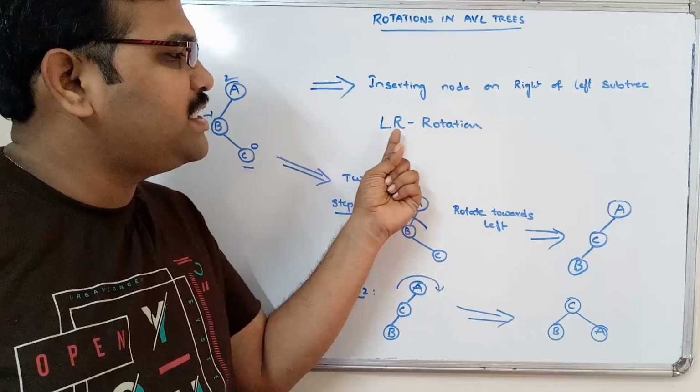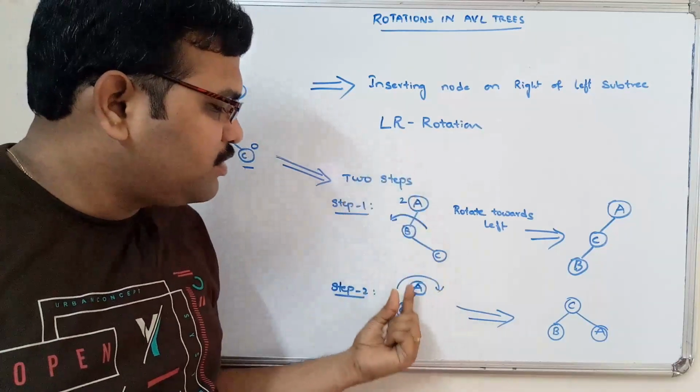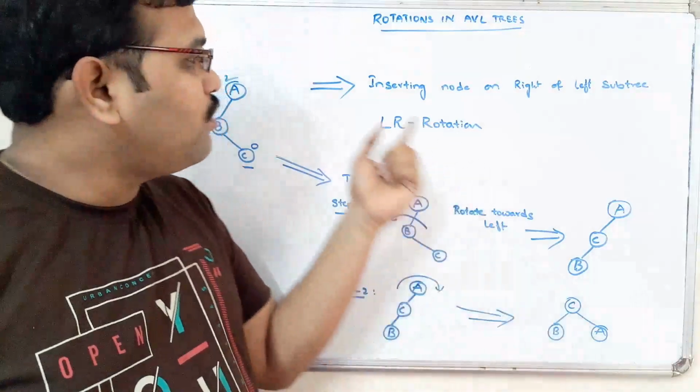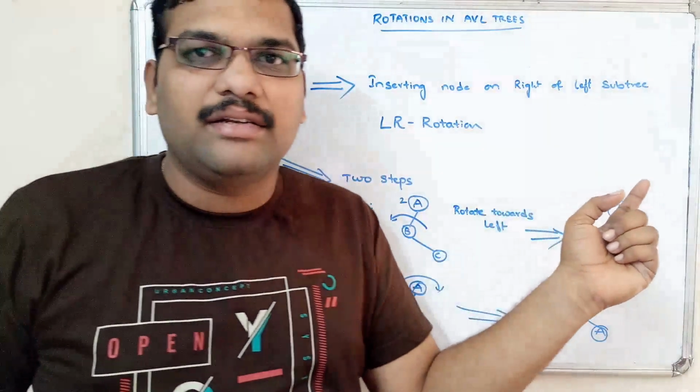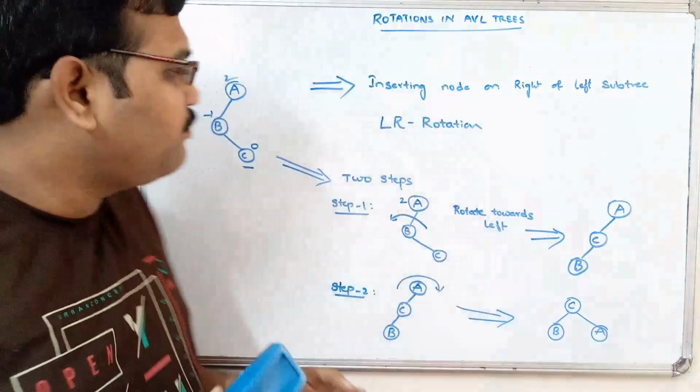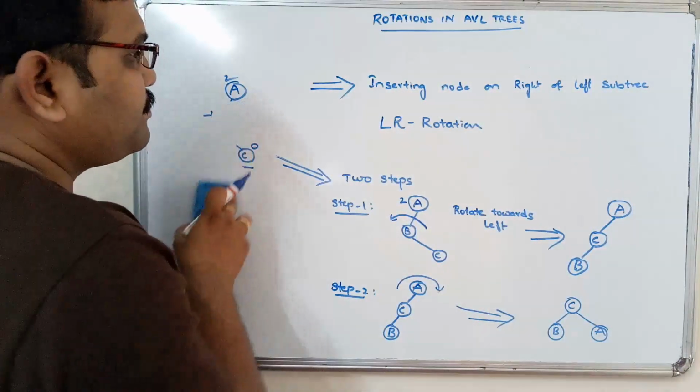So first step left, second step right. So right side rotation. So we'll get this one. So this is called LR rotation. Right? So similarly we have to go with one more thing.